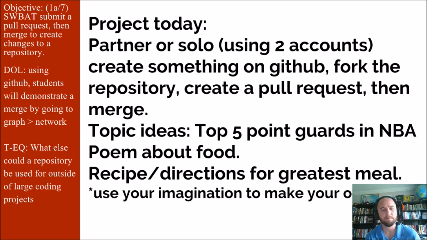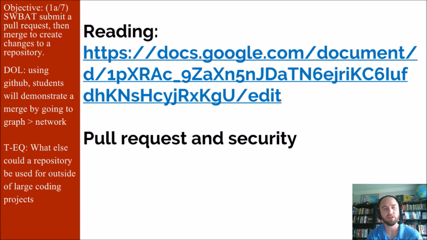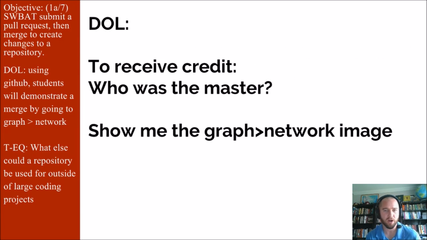One partner creates that thing. Let's go with the point guards. Somebody writes down the top 5 point guards, and then someone else will access that repository and suggest a change to that list. Then the person in charge of the master branch, remember we call them the Highlander, there can only be one, can then accept that request. At that stage, all you do is show me to receive credit. You show me by clicking on Graph and then Network, so I'll be able to see that.